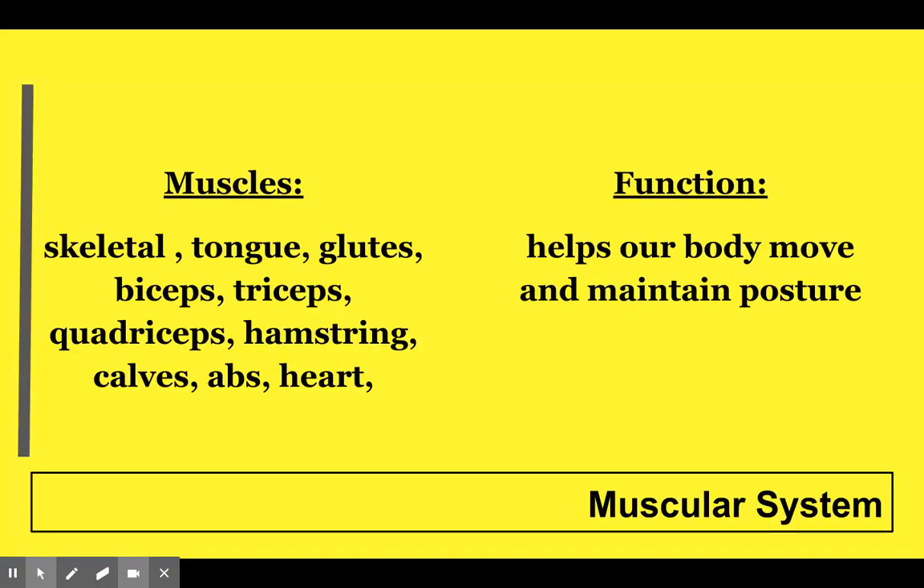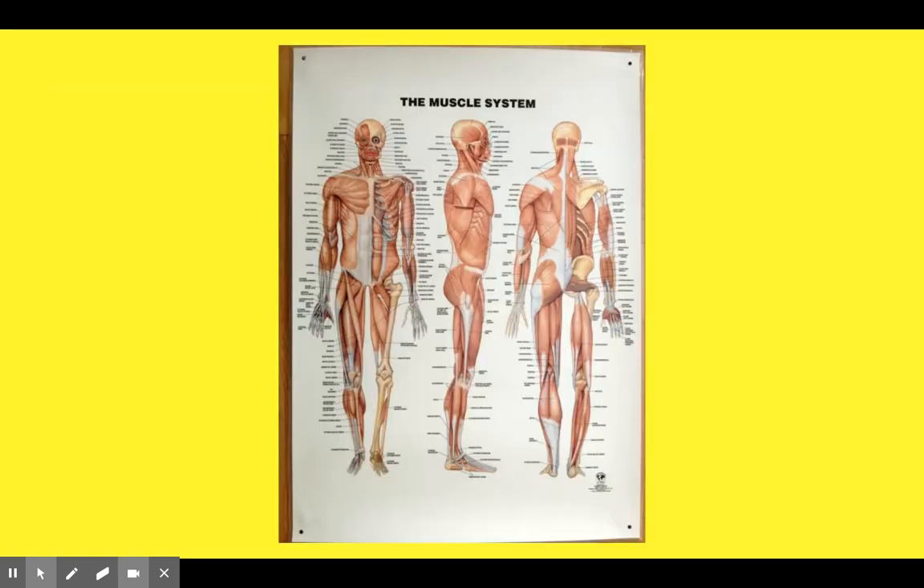The muscular system helps your body move and maintain posture. So some muscles are your skeletal muscles that are attached to your skeleton: your tongue, your glutes, your biceps, triceps, quadriceps, hamstring, calves, your abs, and your heart. And there's more. There's 600 muscles in your body.